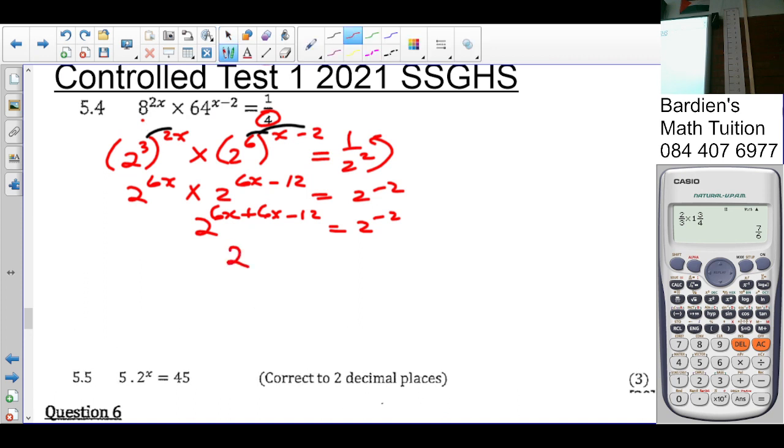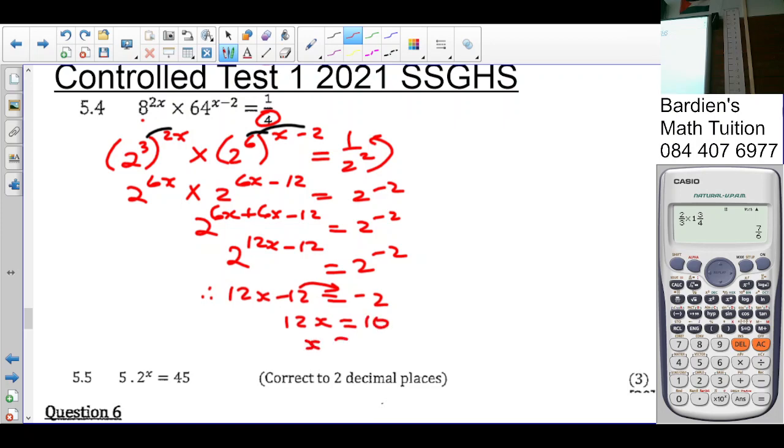So that's going to become 2 to the 12x minus 12 is equal to 2 to the minus 2. All agree with that? Now what do we do? The bases are the same, exponents are equal. Therefore 12x minus 12 is equal to negative 2. Take it over, becomes 12x is equal to 10. Divided by 12, 10 over 12 is 5 over 6. Okay, any issues there? No?